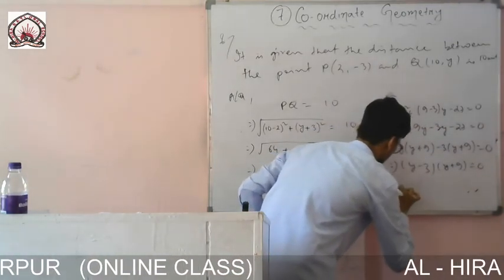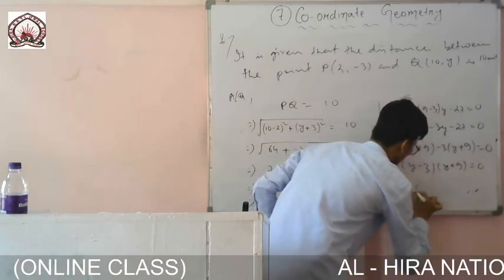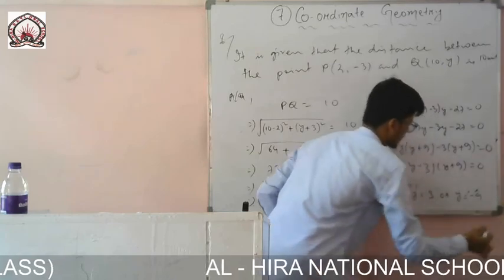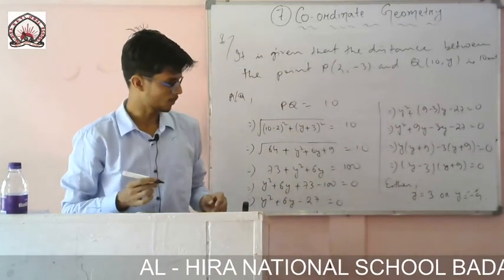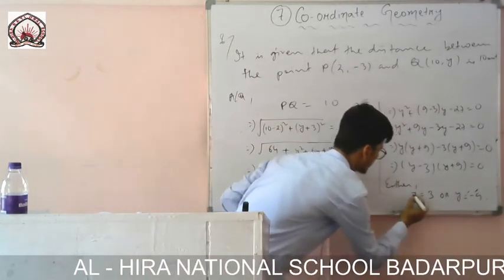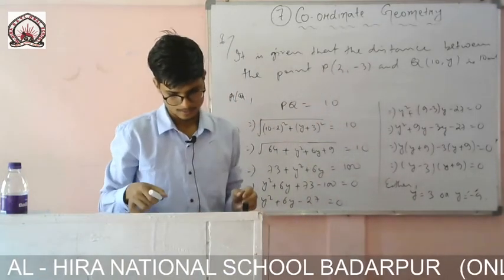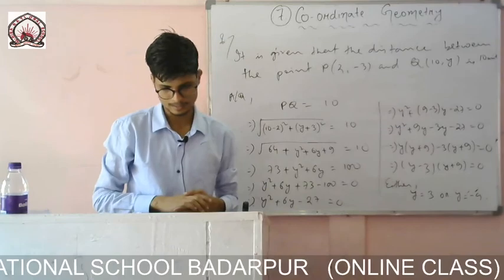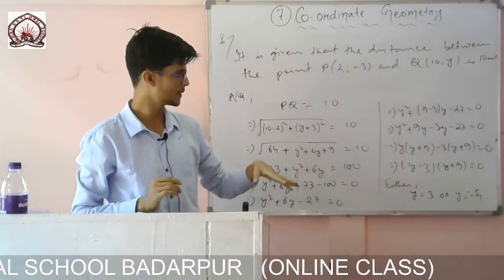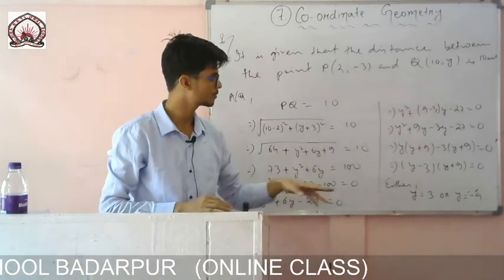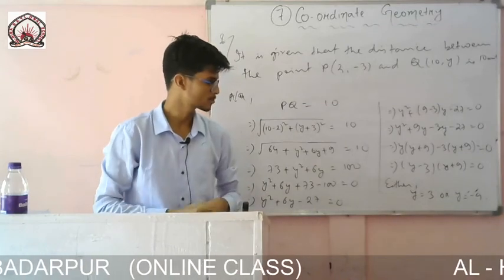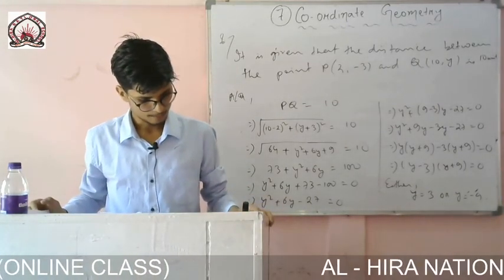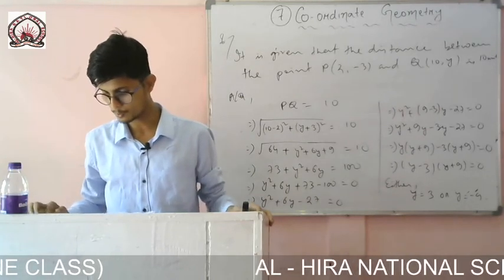So either y equals 3 or y equals minus 9. These are the values. So the answer will be either value, whichever you put, you will get the answer. So either the value of y is 3 or y is minus 9. Okay, now let us move to question number 9.